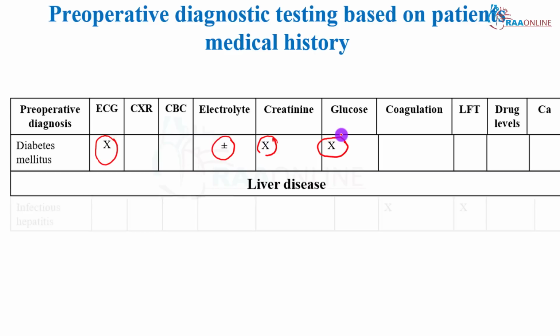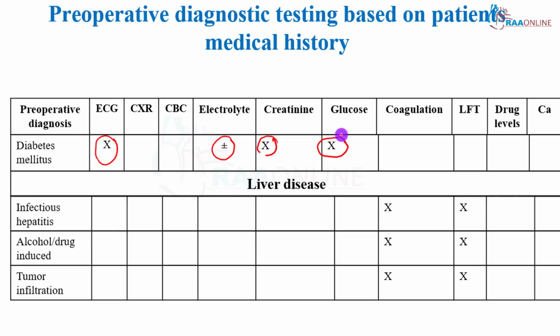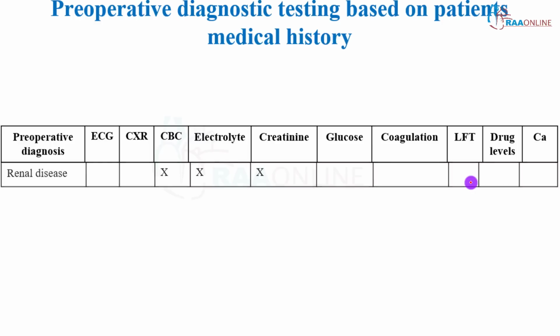Coming to liver disease, most of the time it can be an infectious cause, alcohol, drug induced or tumor infiltration. Here LFT and coagulation testing will be very important. The coagulation will be altered very much, so all the coagulation tests should be done. Coming to renal disease, you need a complete blood count, electrolytes, which will be altered severely in renal failure, and creatinine level should be done.